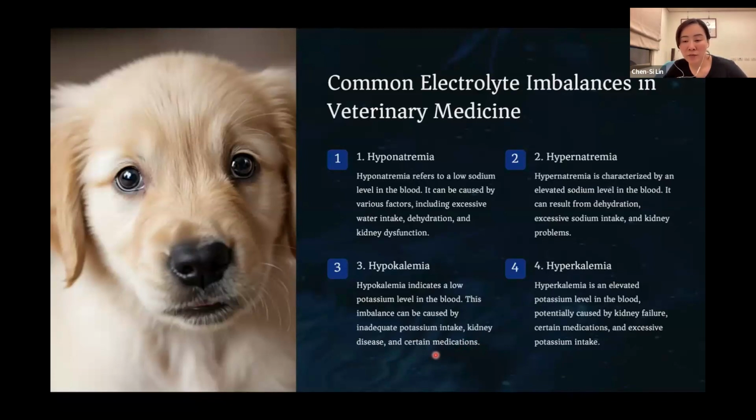And for hyperkalemia, on the contrary, again the kidney plays an important role. If the patient is suffering from kidney failure or taking some medications, or overtaking potassium via diet or via some supplements, or is under some specific treatment, it may show hyperkalemia in these cases.